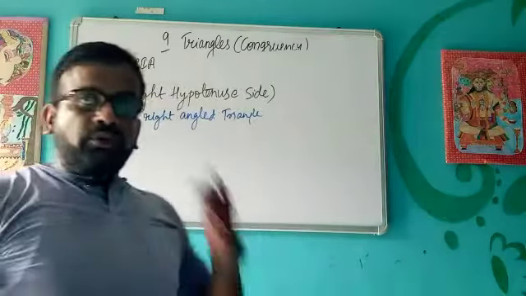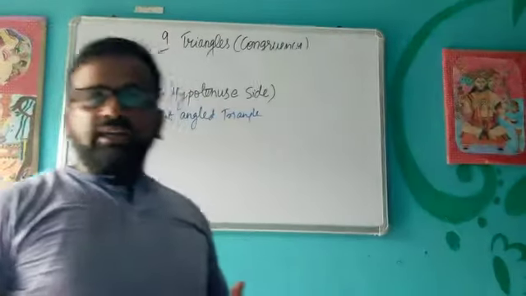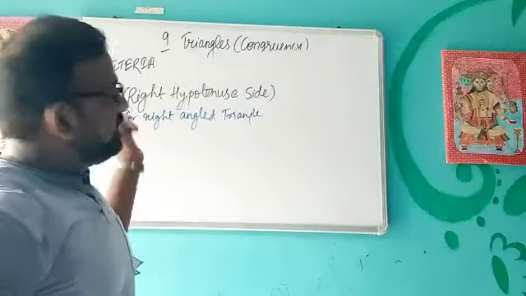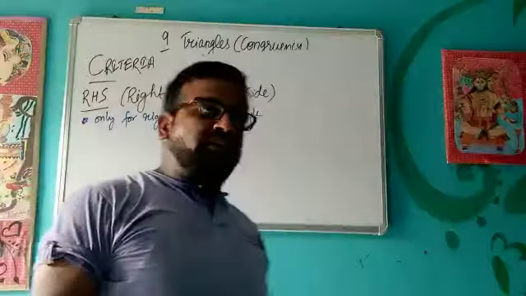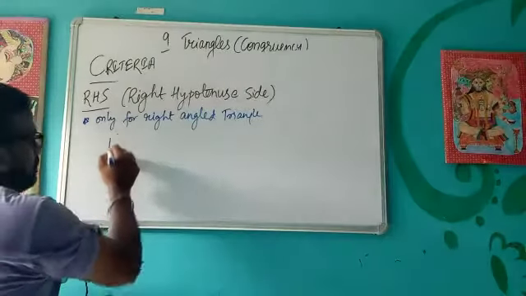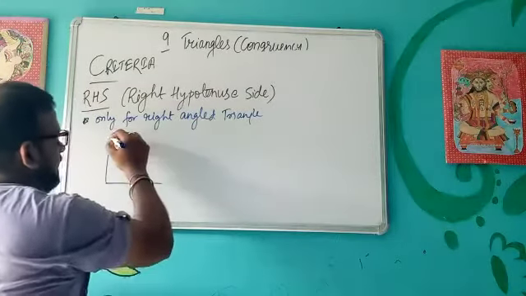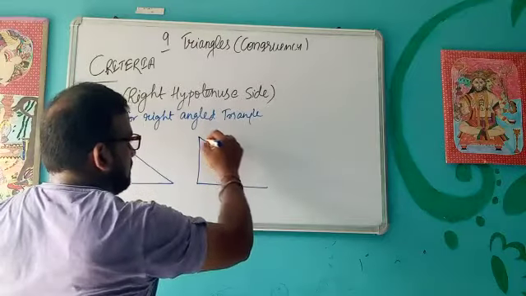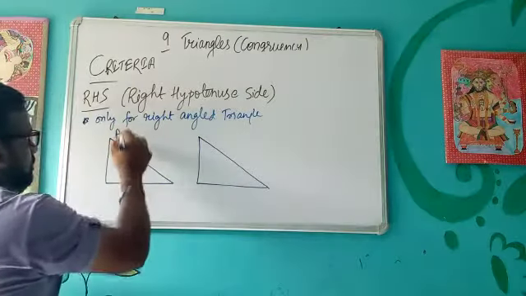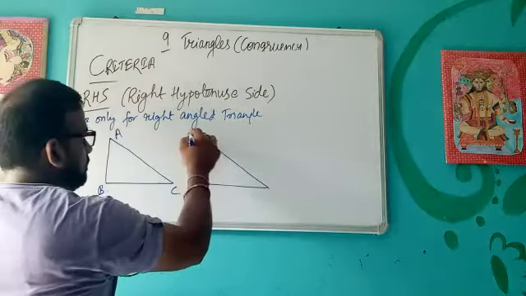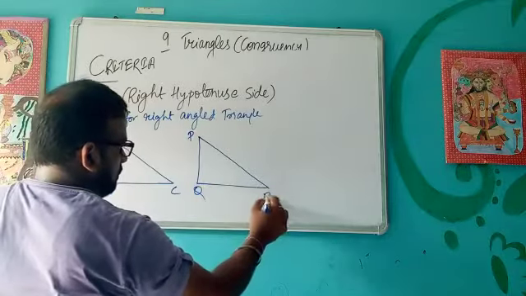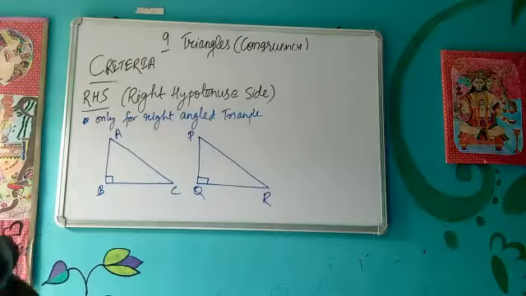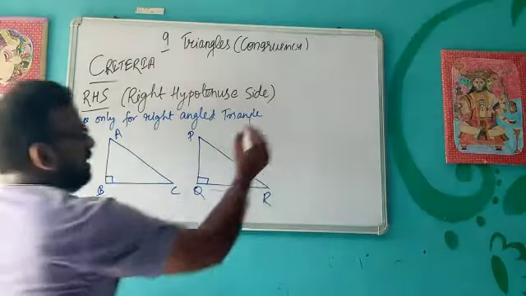And it is also not that both the triangles being right angle triangles is the only condition. The thing is, this criteria is only applicable for right angle triangle. So suppose I take two right angle triangles. Okay, and suppose this is 90 and this is 90. Then how to use this RHS?